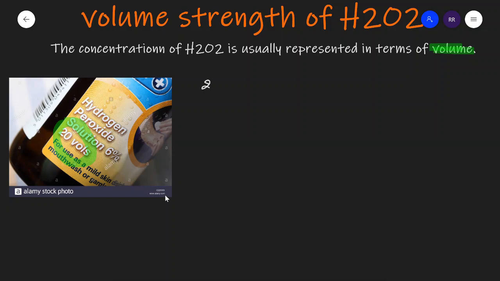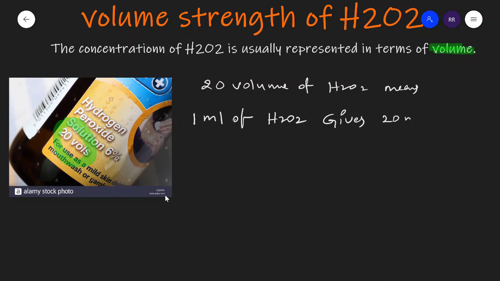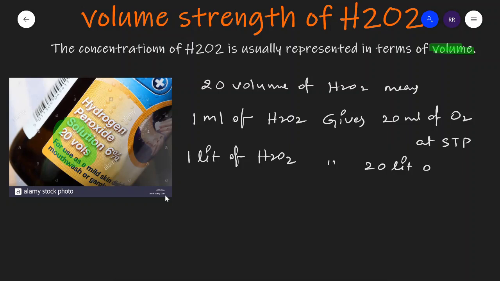Exactly, 20 volume of H2O2 means 1 ml of H2O2 releases 20 ml of O2 at STP. Or you can also take 1 liter of 20 volume H2O2 giving 20 liters of O2 at STP. This is the exact meaning of 20 volumes. If it is 30 volume, what does it mean exactly? 1 liter of 30 volume H2O2 can give 30 liters of O2 at STP, or 1 ml of 30 volume H2O2 can give 30 ml of O2 at STP.